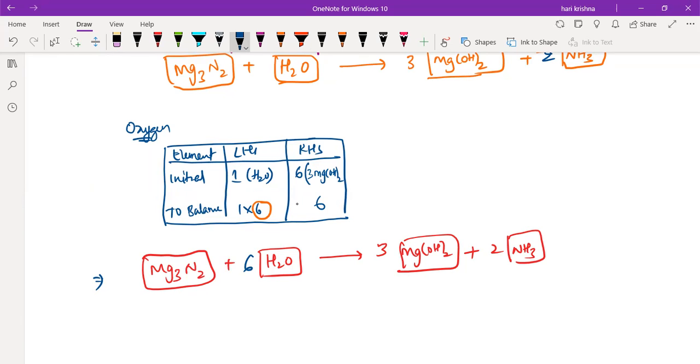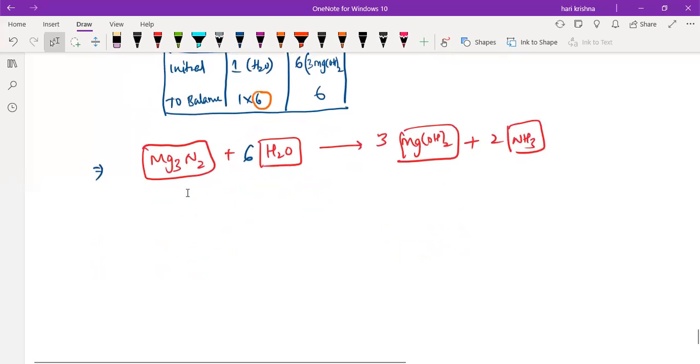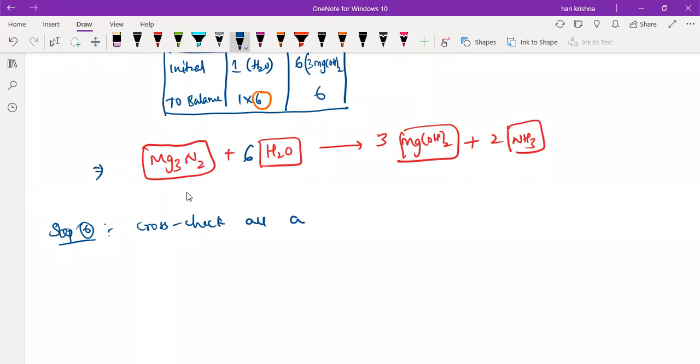Any doubts? No? So again, step number 6 is what? Rechecking. Step number 6 is rechecking: cross-check all atoms on LHS and RHS.